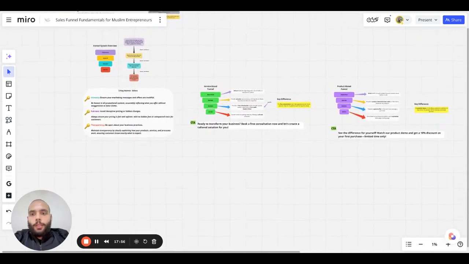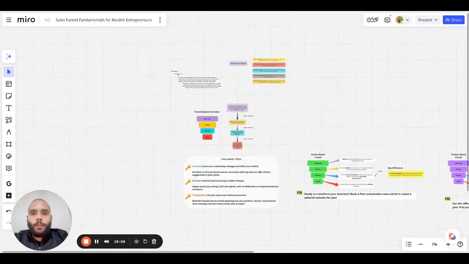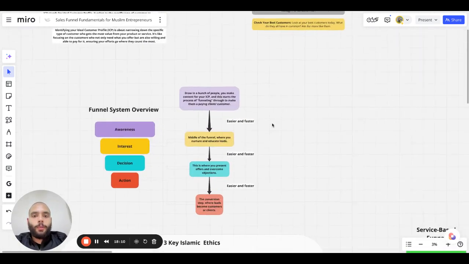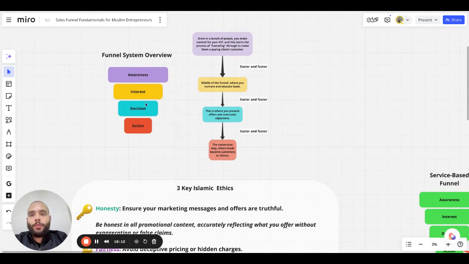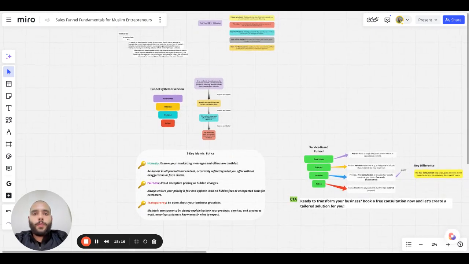Honest to God, business is pretty simple. Just making sure that you have these fundamentals down is crucial, bro. Because if not, tough luck. Honestly, the most important thing is if you have your ICP and you understand this process right here, the awareness, interest, decision, and action. Wallahi, you're golden, man. This is the basics. You cannot screw this up.